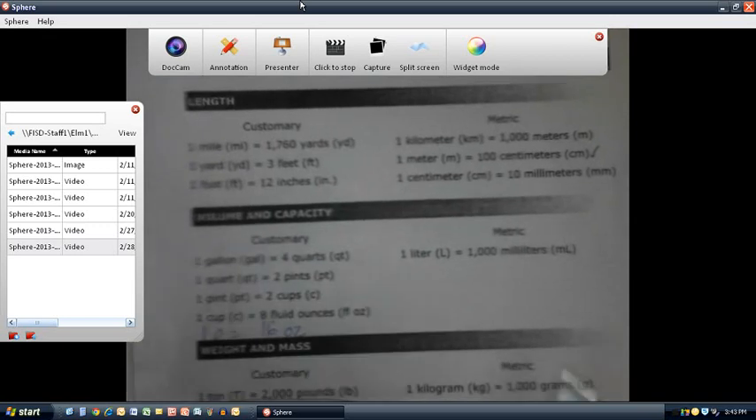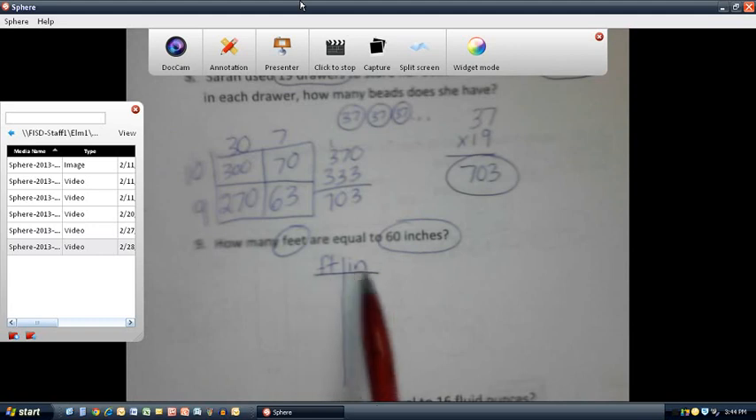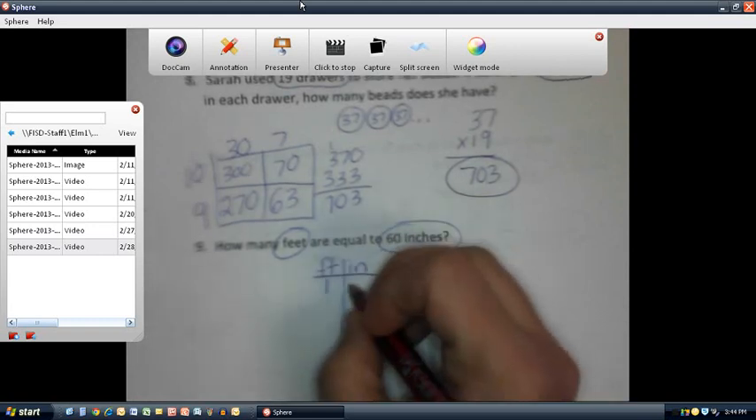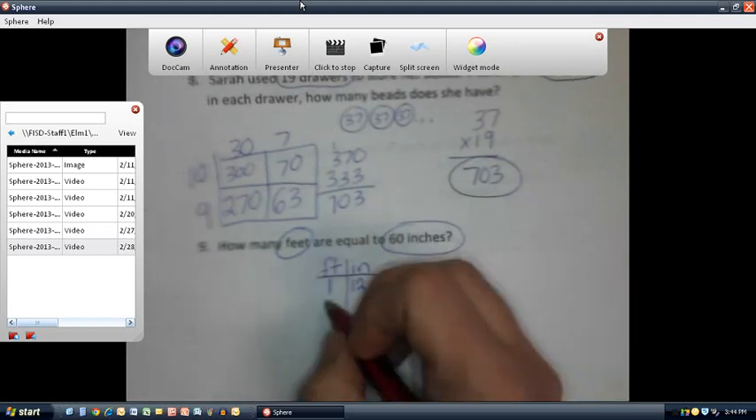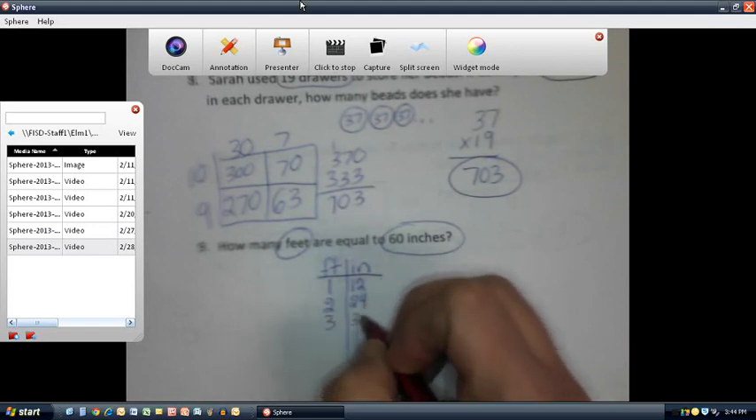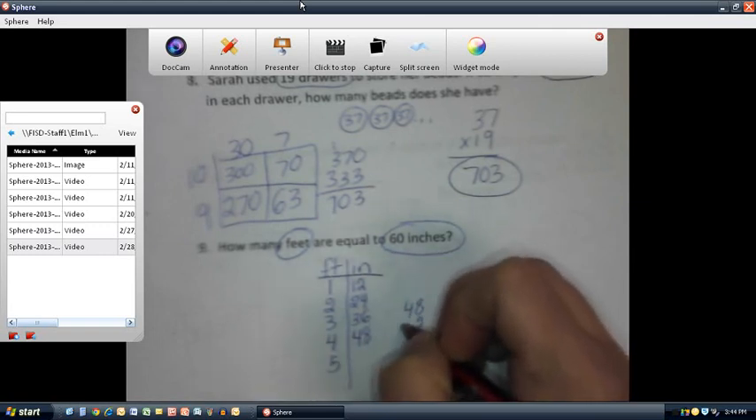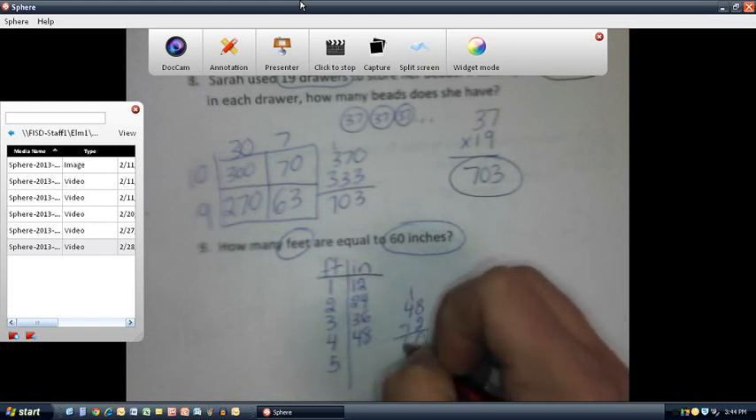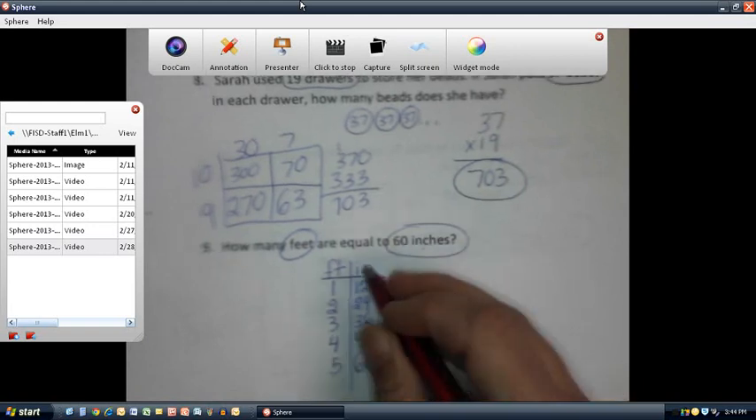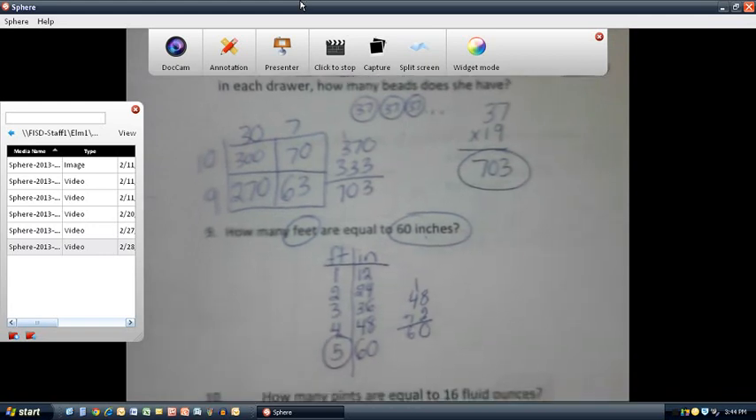But I see that 1 foot equals 12 inches, and that's what I'm converting here, feet to inches. So 1 foot is 12 inches. That means that 2 feet is 24 inches, 3 feet is 36 inches, 4 feet is 48 inches, 5 feet is, adding another 12, 60 inches, and that's what I'm looking for. So the answer is 5. 5 feet are equal to 60 inches.